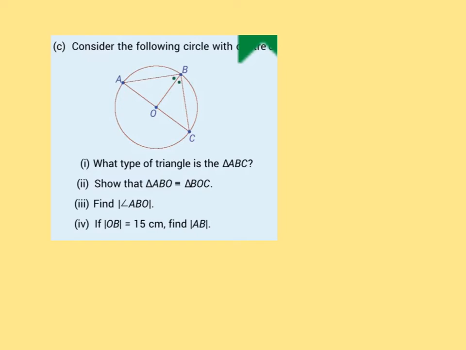Consider the following circle with centre O. What type of triangle is triangle ABC? First of all, let us just look. When we're trying to figure out what type of triangle this is, we know that the angle standing at the centre of the circle is twice the angle on the same arc. That will tell us that this angle here, where the two green dots are, is a 90-degree angle. So my answer there is a right angle triangle. Right angle, I'm just going to put down as RA triangle.